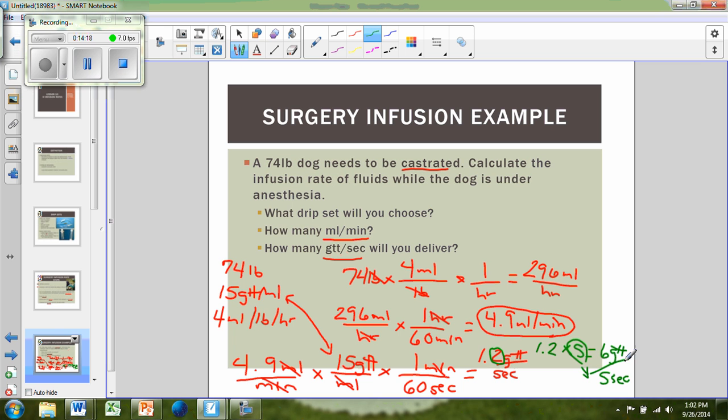So basically what we're going to be doing is in a 5-second period, as you watch the clock or watch the second hand on your wristwatch, you should be counting 6 drops coming through that drip chamber. So we count 6 drops in 5 seconds. So 6 drops in 5 seconds is going to be our answer in drops per second. Okay? So let's try another example.